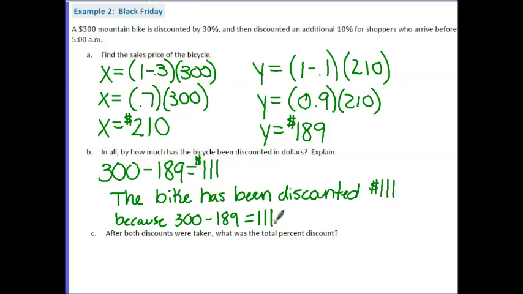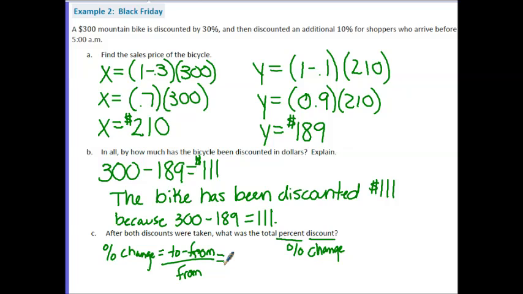Part C says, after both discounts were taken, what was the total percent discount? So if I'm looking for a percent discount, what I interpret this to mean is percent change, which we've learned the percent change formula before, 2 minus from over from. So let's start with that. Percent change is equal to 2 minus from over from.